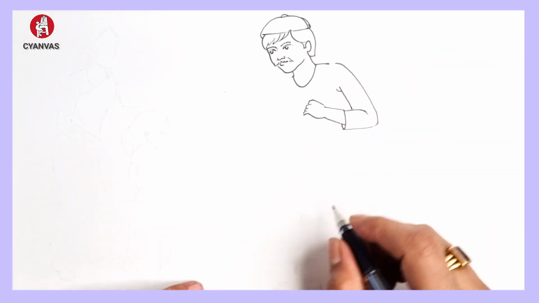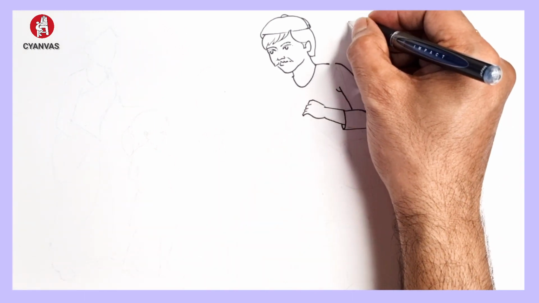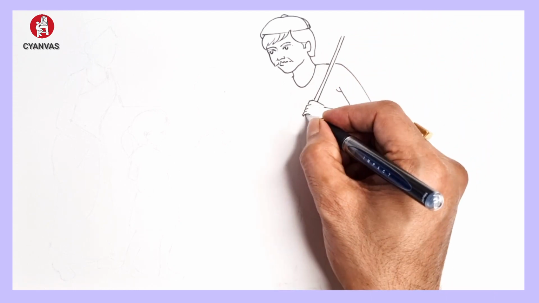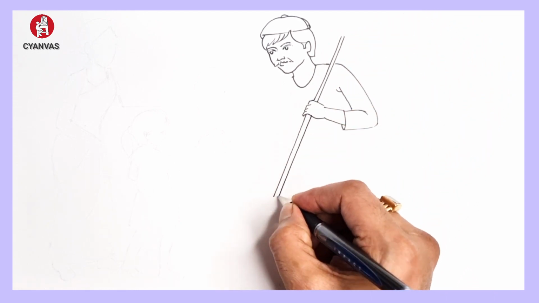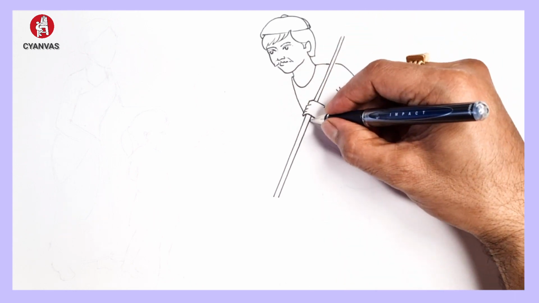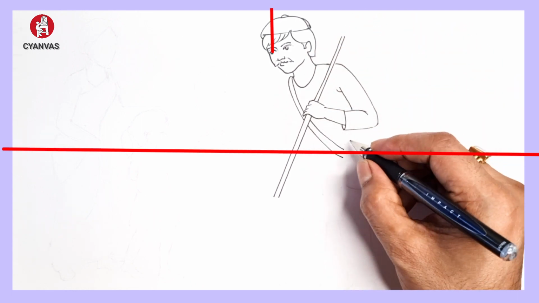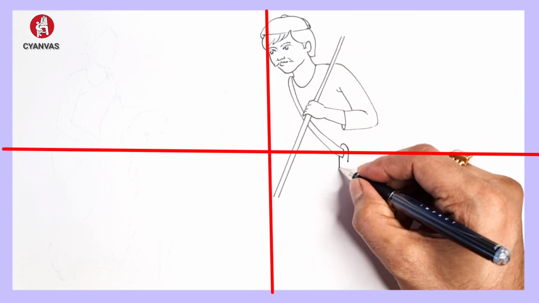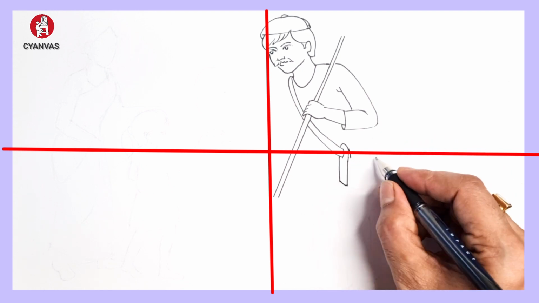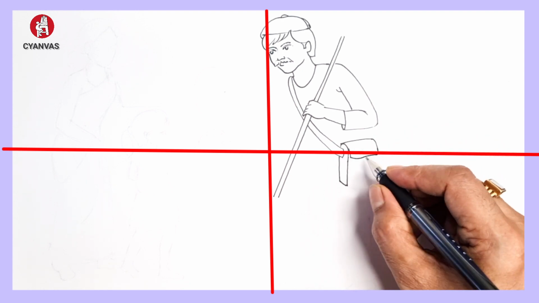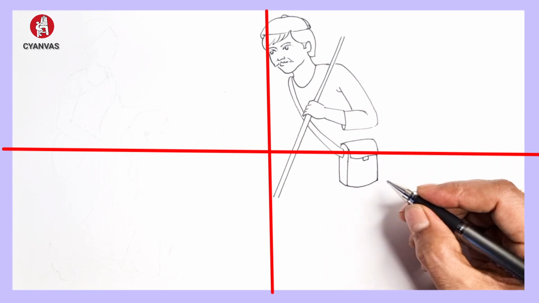Okay, so friends, see, you can draw this one with pencil. After that, if you want, you can use pen or pencil. Sometimes I also use pencil. Okay, friends, see, if you divide the page into 4 equal pieces, then we can draw the composition very clearly.